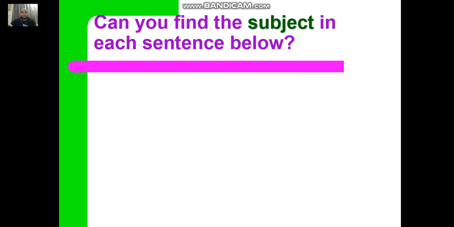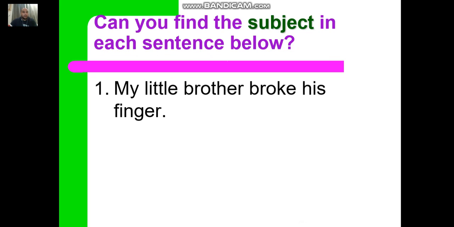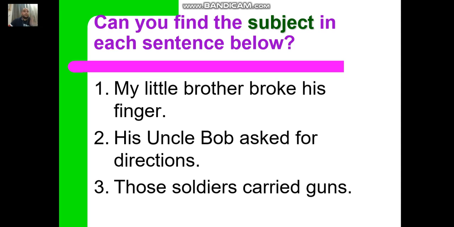Okay, let's carry on. Can you find the subject in each sentence below? I'm going to do it with the first sentence because I only have 10 minutes with this program. My little brother broke his finger. Number 1, teacher Mary. Find the verb. The verb is broke. That's the simple past of to break. It's an irregular verb. It doesn't become "breaked", no, it becomes broke. So the verb is broke.